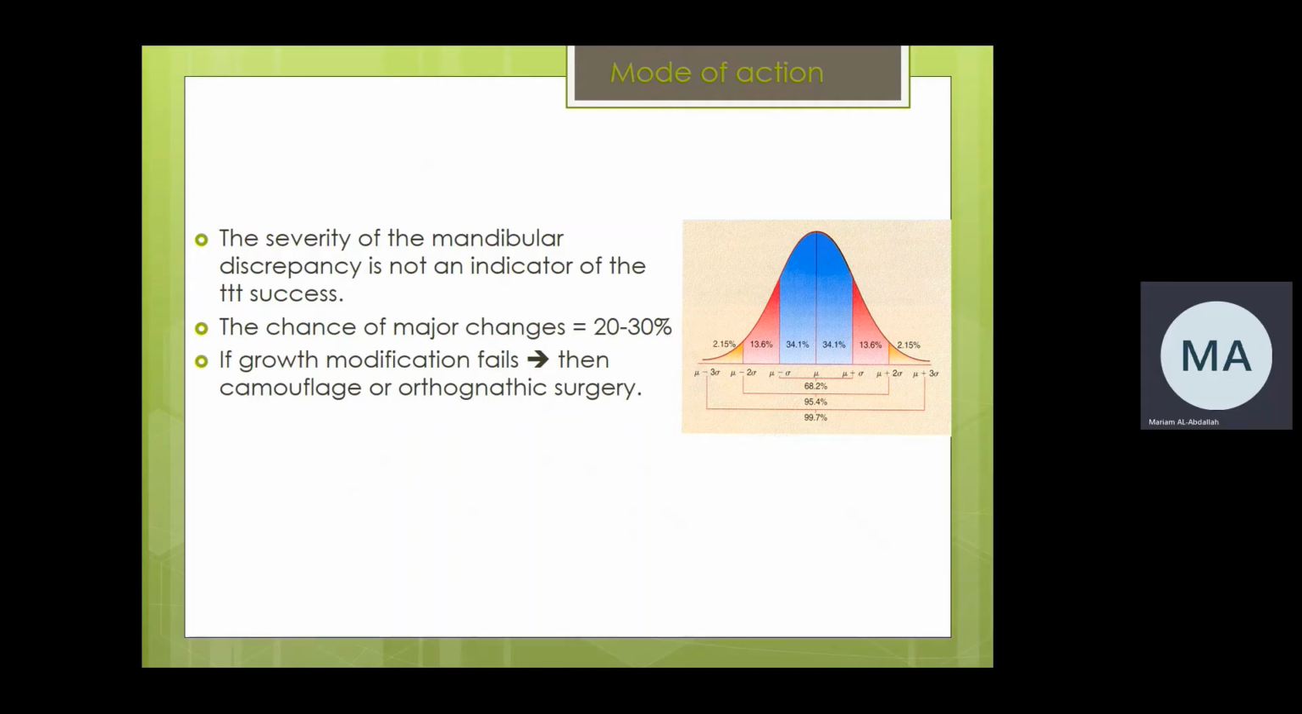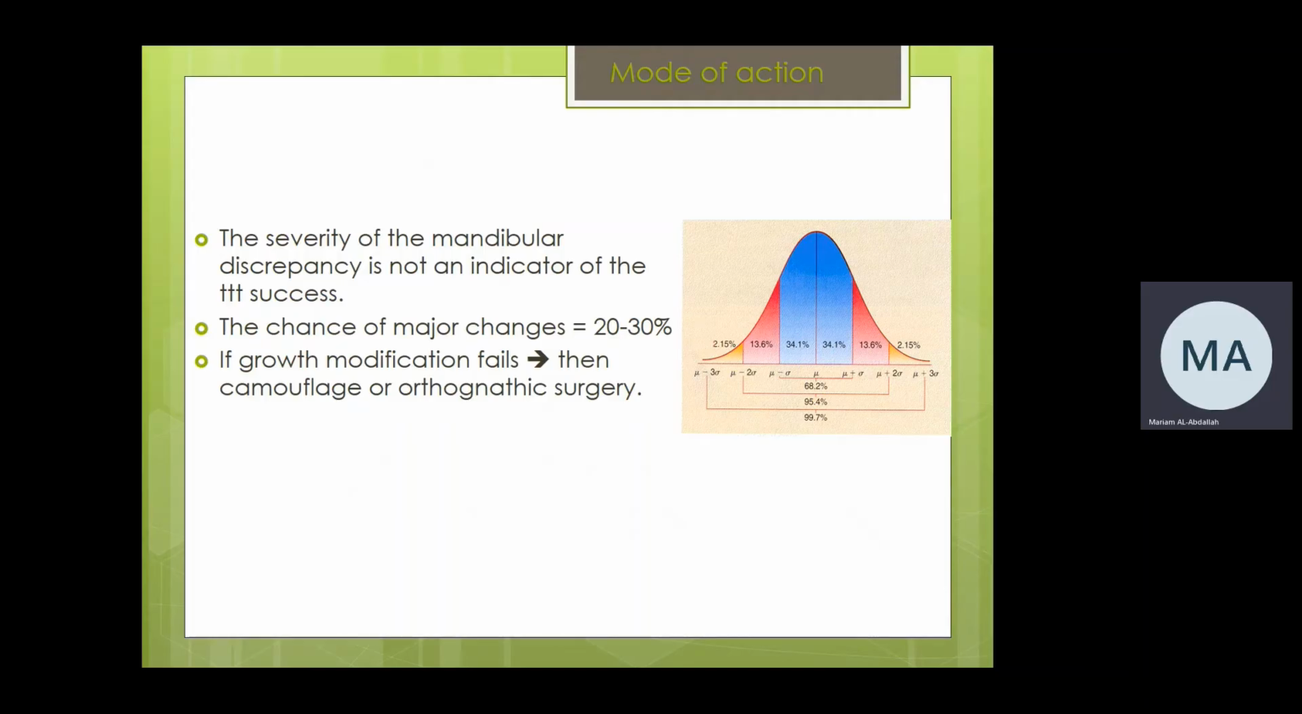Also, the severity of mandibular retrusion and discrepancy, unfortunately, could not indicate the success of treatment. So, for example, it's not true that the more severely retrognathic the mandible, the more successful the treatment using functional appliance. This is not true. And patients that had major changes using functional appliances were 20 to 30%, which is a good percentage of our patients. If growth modification was unsuccessful for the other patients and it failed, it's okay. We still have the camouflage and the orthodontic surgery options.